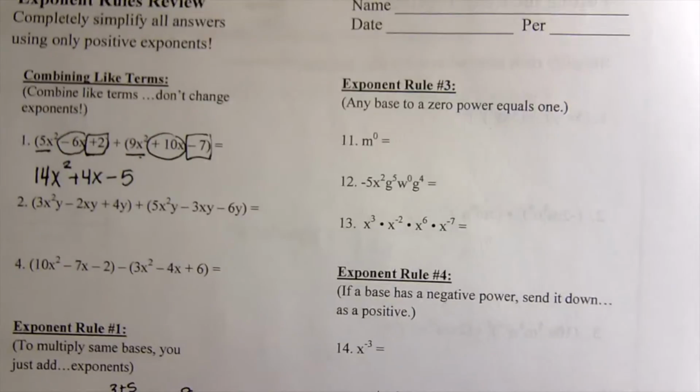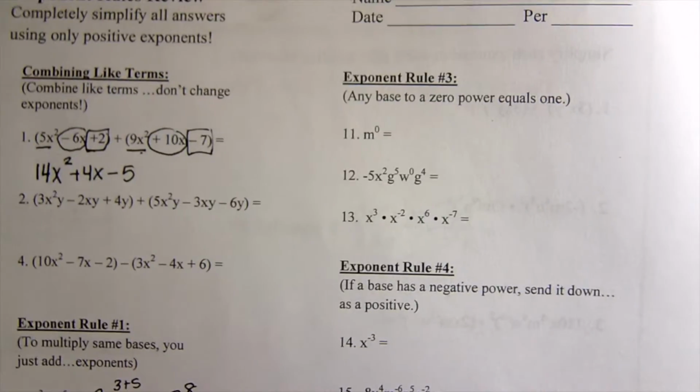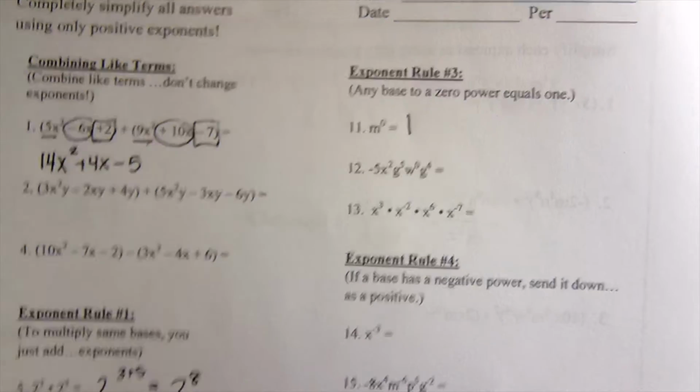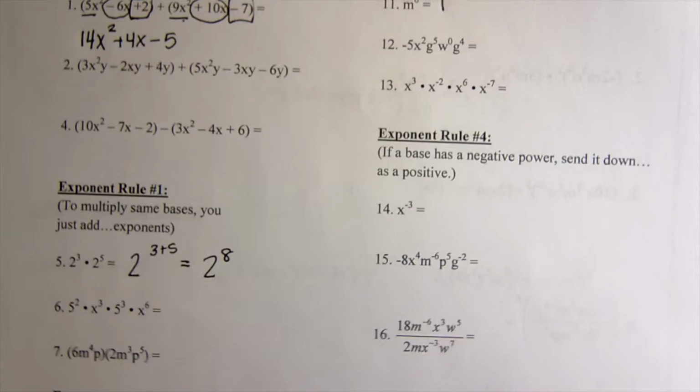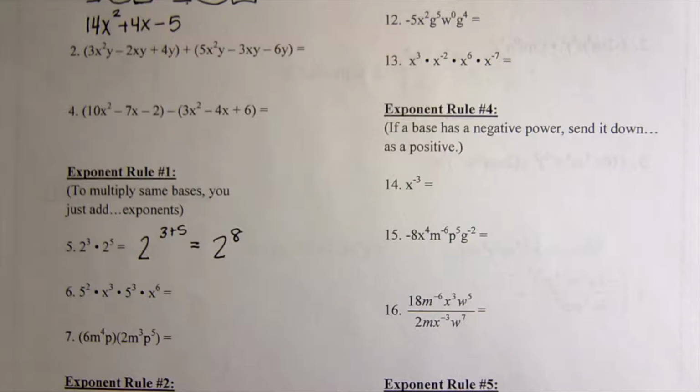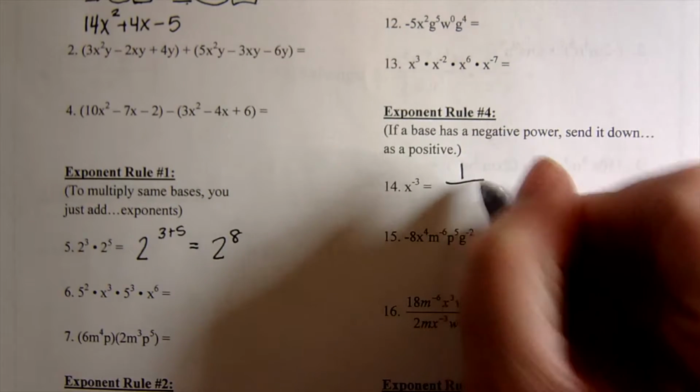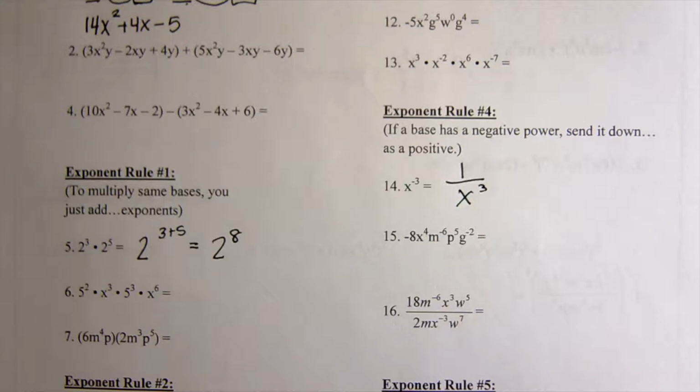Okay. Exponent rule number 3. Let's look at number 11. What is m to the 0 power? 1. Skip down to number 14. What do I do when an exponent is negative? Make it a denominator. We're going to put it in the denominator with a 1 on top. So 1 over x cubed.